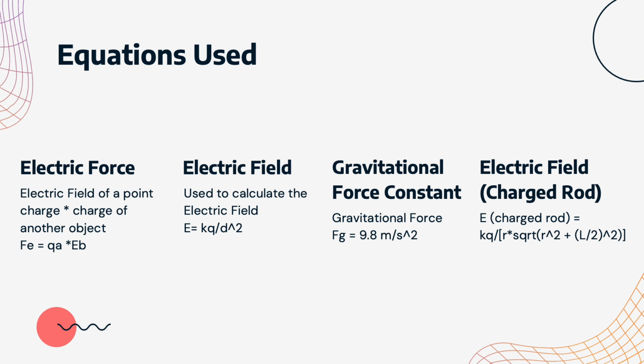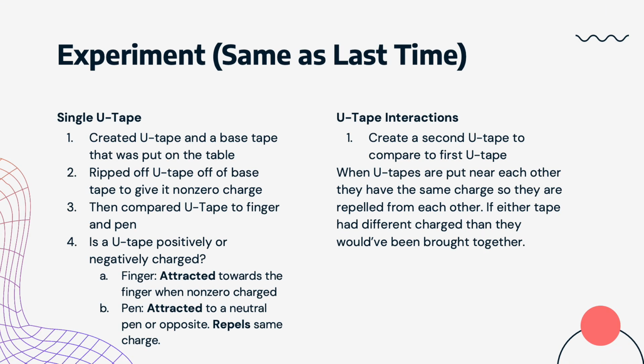As you can see, here are some of the equations we used during the lab. The first three, the electric force, the electric field, and the gravitational force constant, were all used in Lab 1. However, for Lab 2, we introduced a new equation, the electric field of a charged rod, which can be seen on the far right. So our experiment is the same as Lab 1.